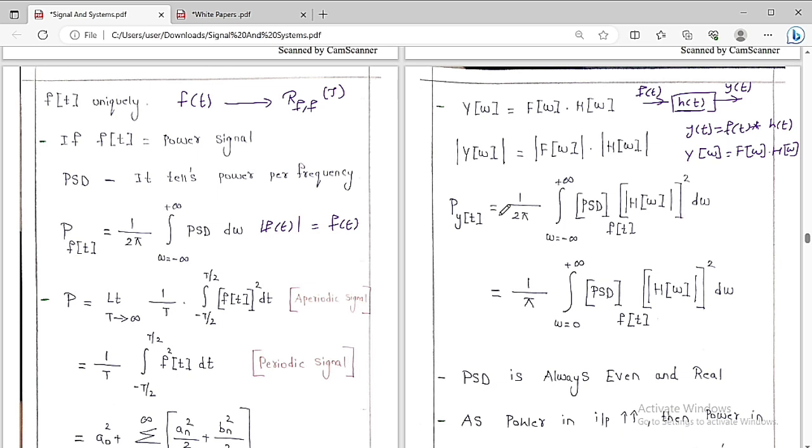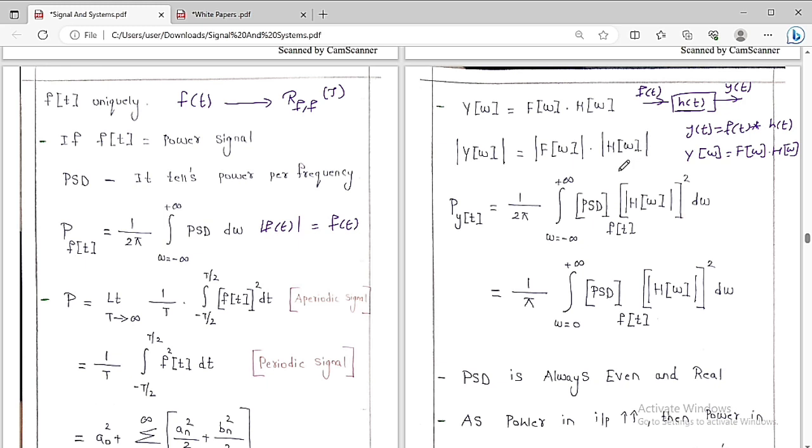I have already told you the formula. Just now we discussed it, right? What is the formula here? It is 1 by 2 pi integration over omega from minus infinity to plus infinity of the power spectral density of y of t into d omega. The power spectral density of y of t is nothing but the power spectral density of F of omega times the power spectral density of H of omega. So these things you always have to keep in your mind.